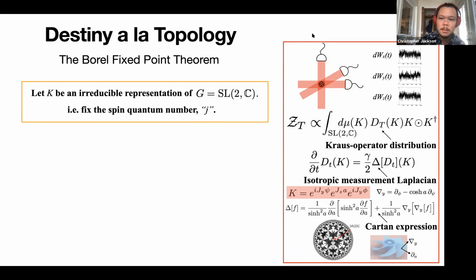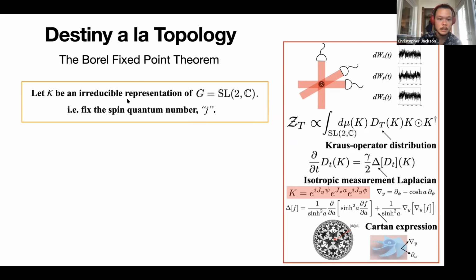I wanted to point out that this result, that the isotropic measurement of spin component performs the spin coherent state POVM, is actually equivalent to a fundamental theorem that algebraic topologists use. It's called the Borel fixed point theorem. So I want to state it to you guys, and then reflect on that a little bit.